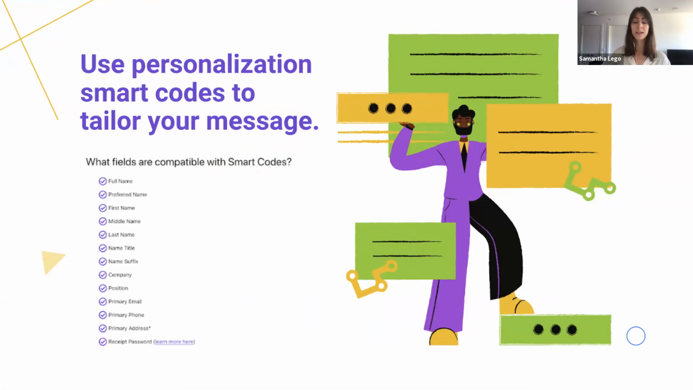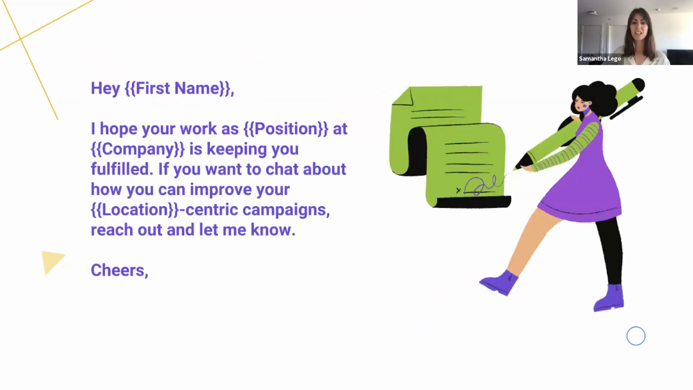It's super easy. And actually, any information your contacts provide via our forms, you can take and use as a smart code. So this includes things like names, organization, title, programs, or campaign information, allowing you to send super hyper-personalized emails. Using smart codes, you can send an email along the lines of, "Hey Sam, I hope your work as marketing director at Keela is keeping you fulfilled. If you want to chat about how you can improve your Vancouver-based campaigns, reach out and let me know."